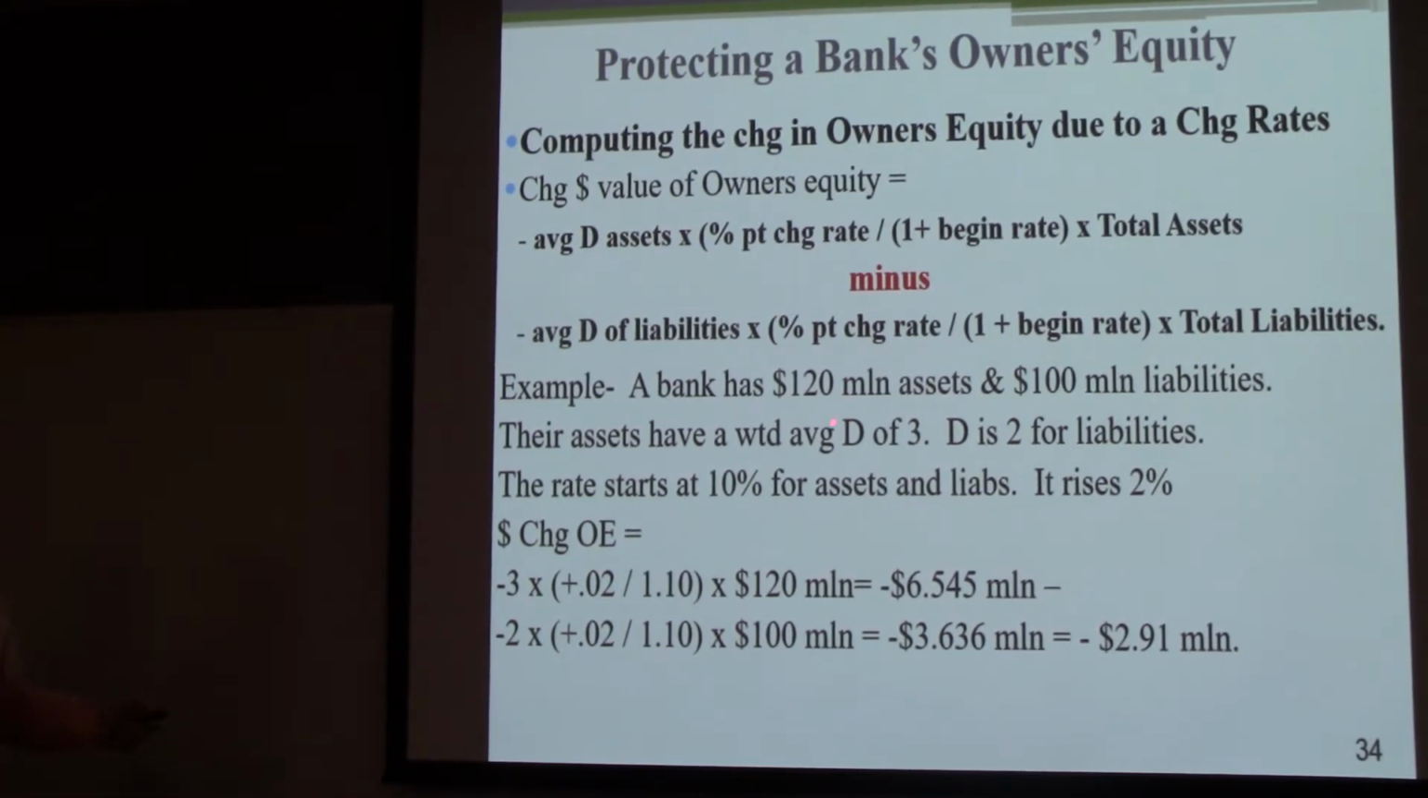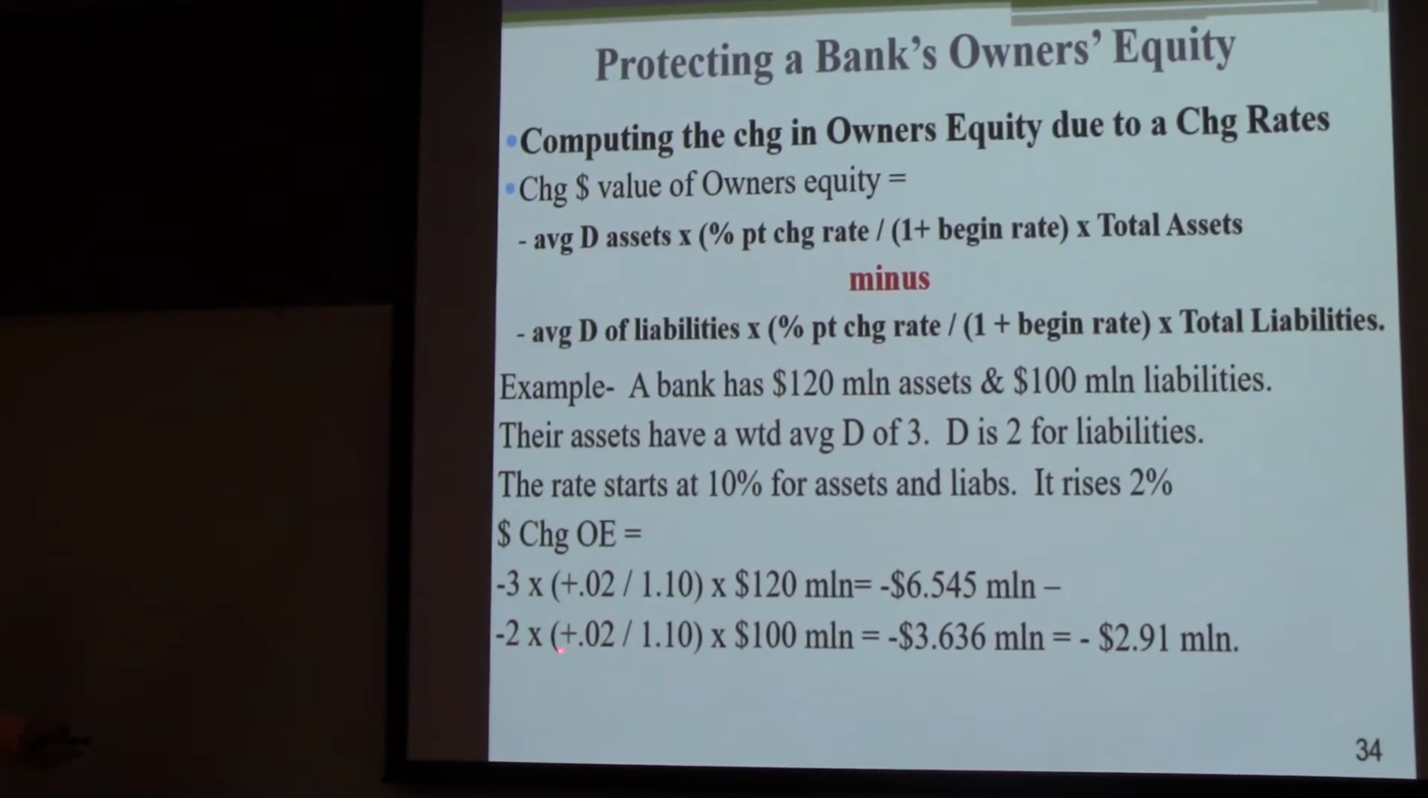All right, the change in owner's equity is equal to the opposite of 3 times the 2 percentage point change, divided by 1 plus the beginning rate of 10%, multiplied by 120 million total assets. And we get that assets will go down. If rates go up 2%, assets will go down by 6.5 million.